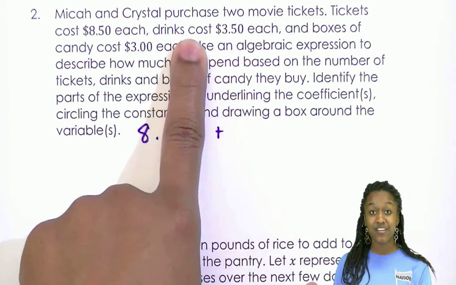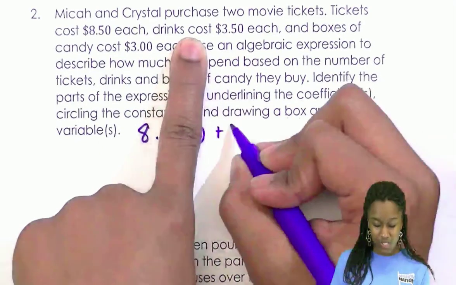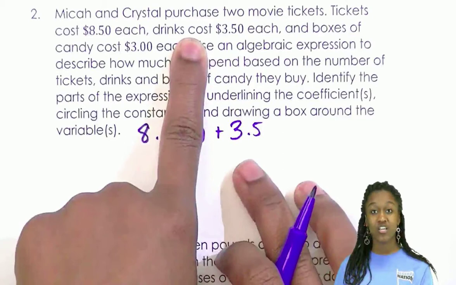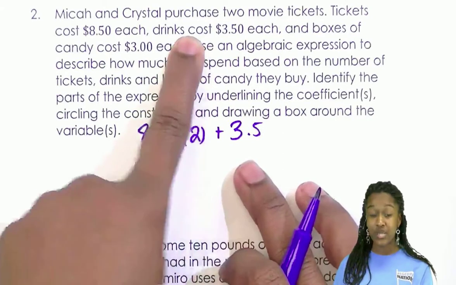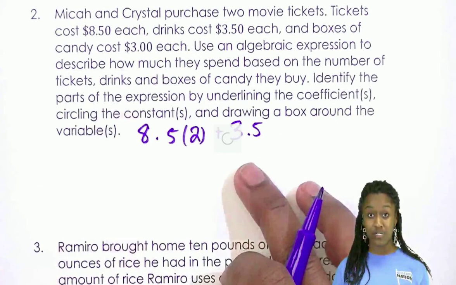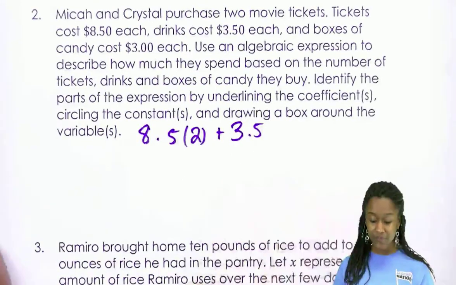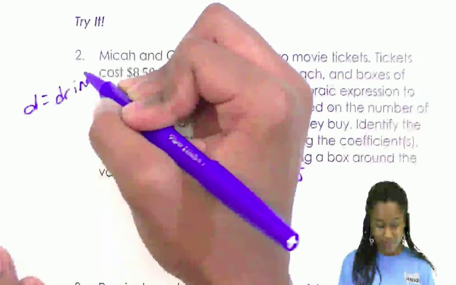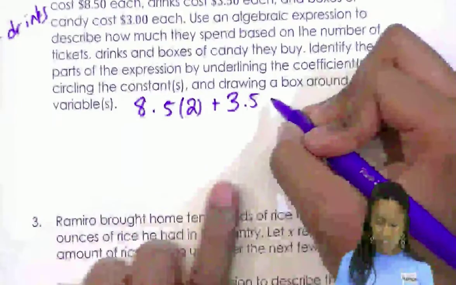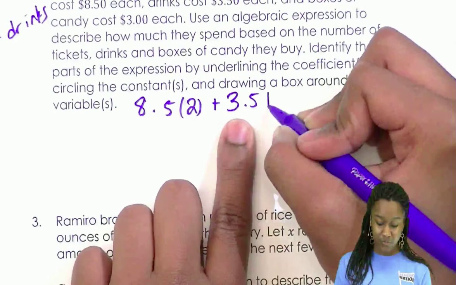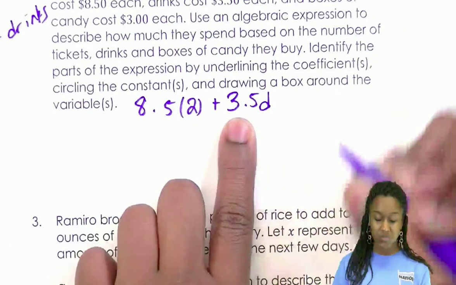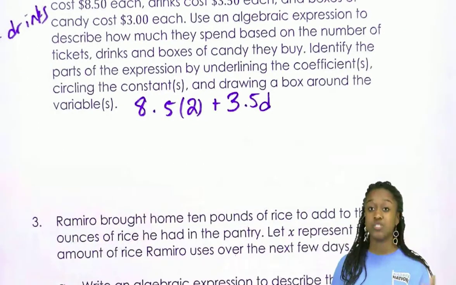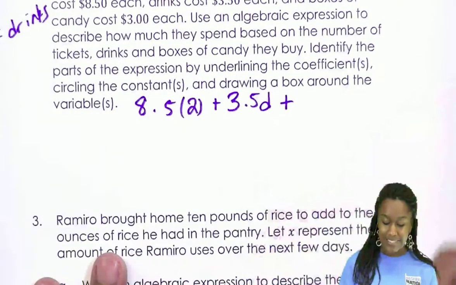the price of drinks. But we don't know how many drinks we're going to have, right? So drinks cost $3.50 each, but we don't know how many drinks we're going to buy. So we need a variable. Let's use D for drinks. All right? So we're going to have the price of the drinks, and then we're going to multiply it by the number of drinks, which we don't know. So we're just going to use our variable D.